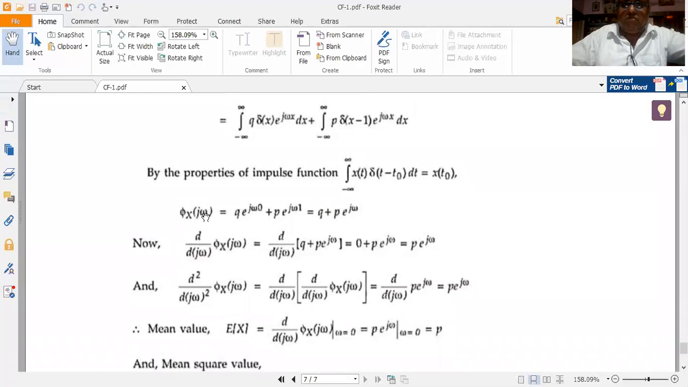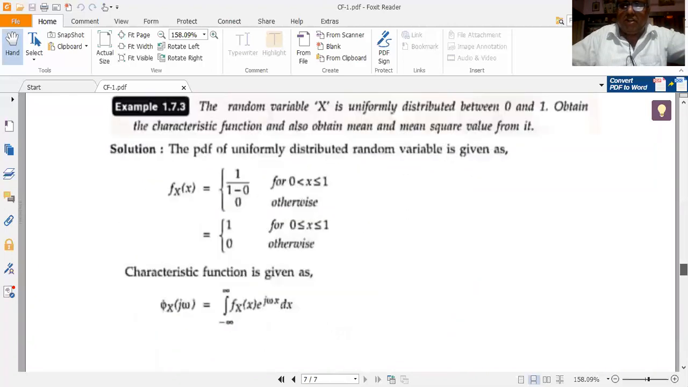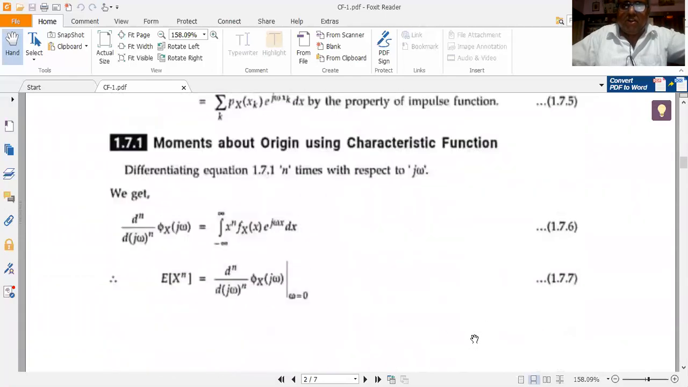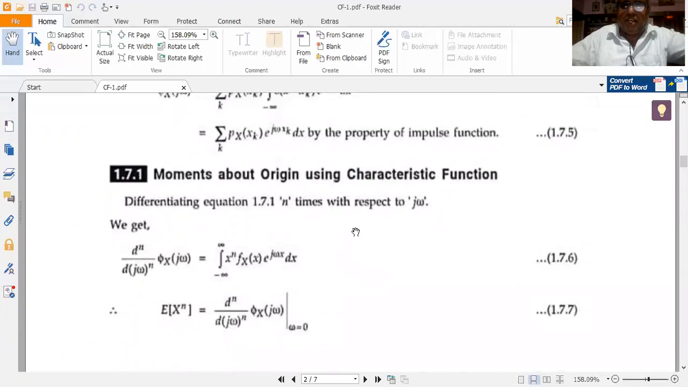So we know the basic formula that we had mentioned in the first video: moment about origin using CF. If I differentiate the characteristic function definition n times with respect to j omega, please note j omega, then I get the nth derivative of phi x of j omega with respect to j omega, which is simply given by the integral from minus infinity to plus infinity of x to the power of n f x of x e to the power of j omega x dx. It's a very lengthy derivation. So this evaluates to the expected value of x to the power of n, which is equal to the nth derivative of phi x of j omega at omega is equal to 0.